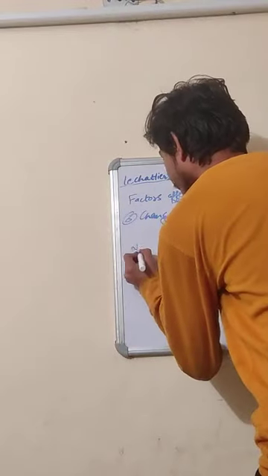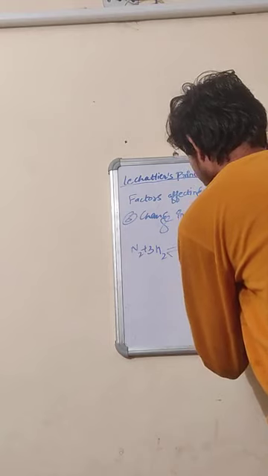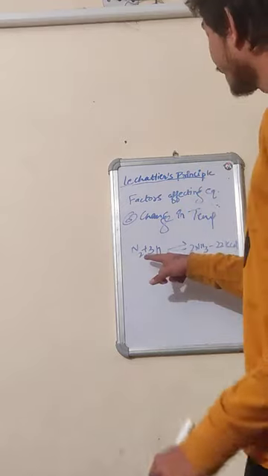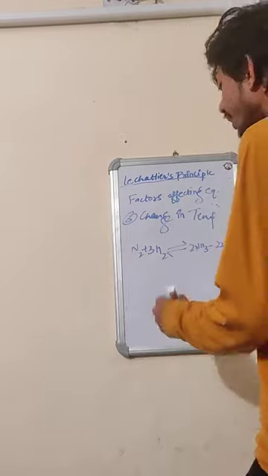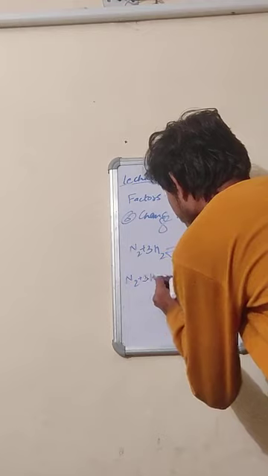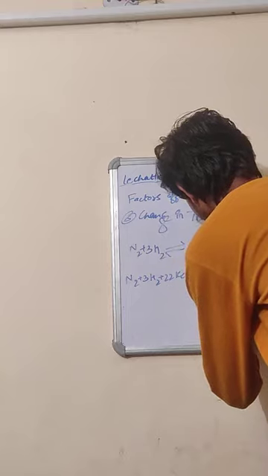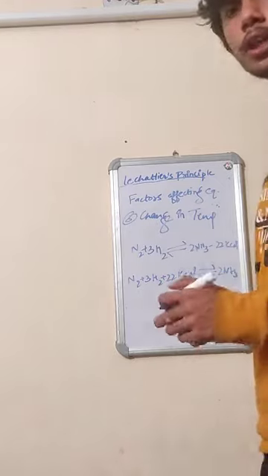Let's take an example. See, this is the reaction N2 plus 3H2 gives 2NH3 minus 22 kilocalories. So let me rewrite it so that you can understand it with more ease. Okay. See, the reaction is like that: N2 plus 3H2 plus 22 kilocalories.